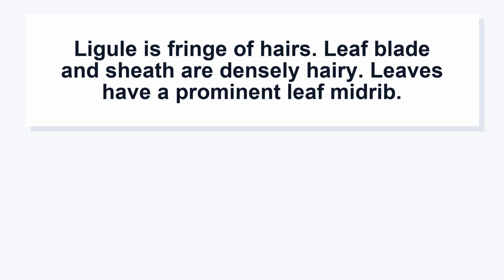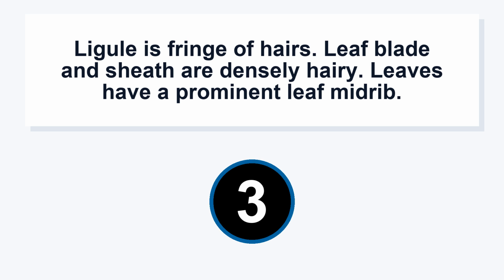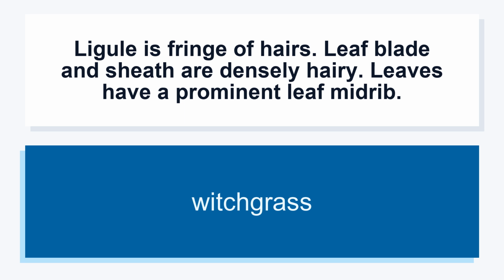Ligule is a fringe of hairs. Leaf blade and sheath are densely hairy. Leaves have a prominent leaf midrib. Witchgrass.